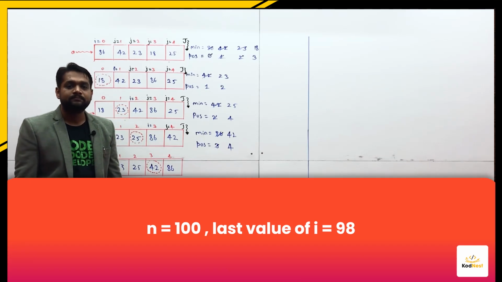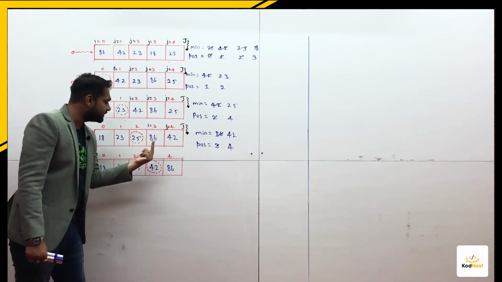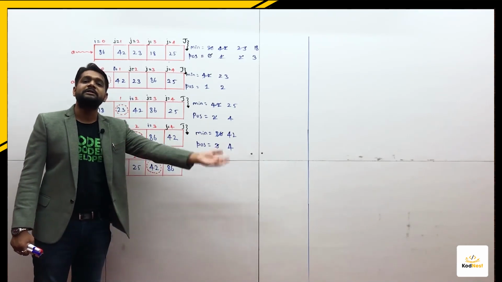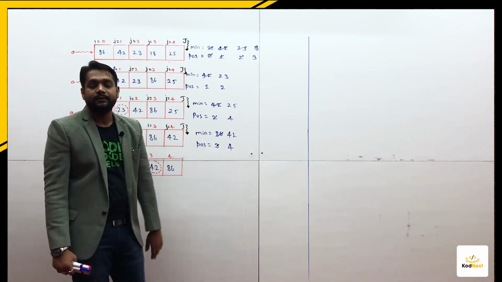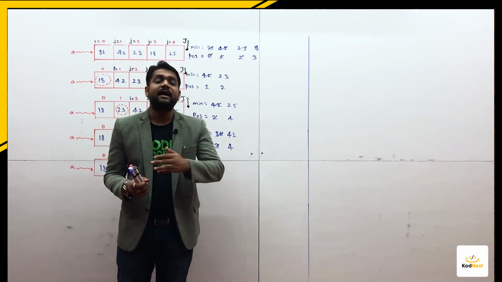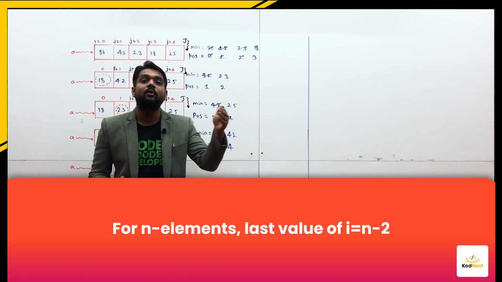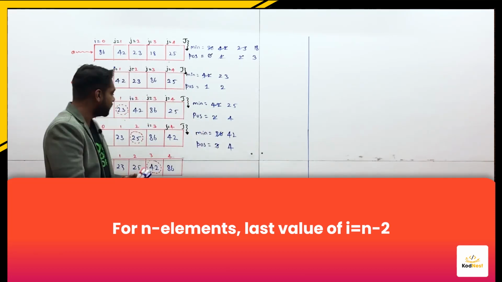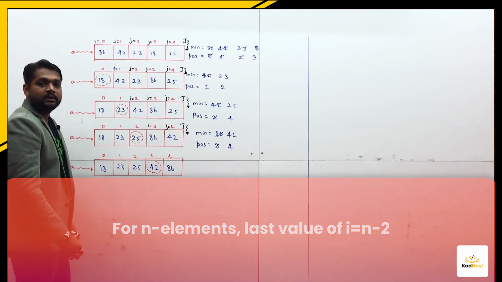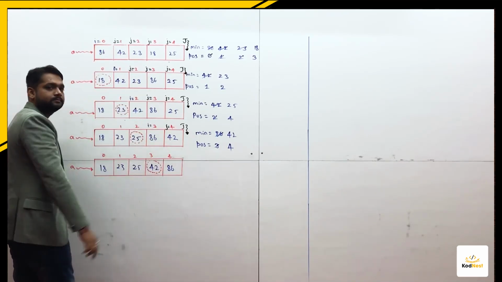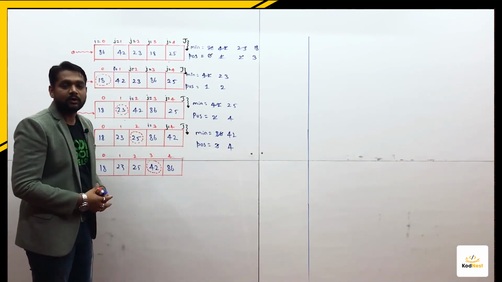Am I not correct? If n is 5, it went until 3. If it is 6, it will be 4. If it is 10, it will be 8. If the number of elements is 100, it would have gone until 98. So in general, if I have n number of elements, I will start from 0 and go until n minus 2. Look at it. If n is 5, I will start from 0 and go until n minus 2. Oh, okay sir, next what?